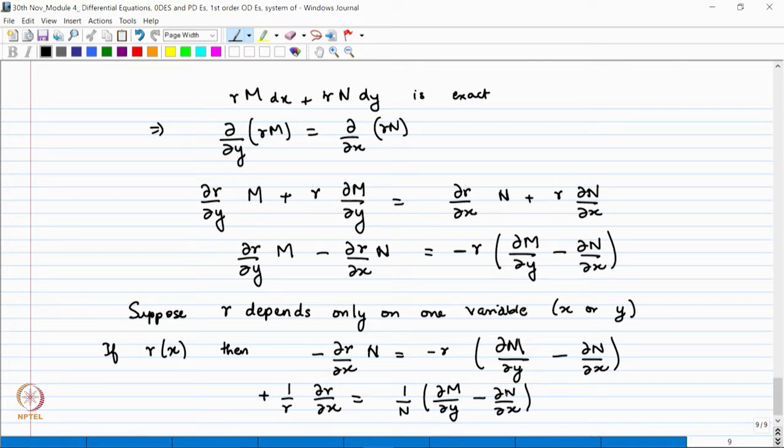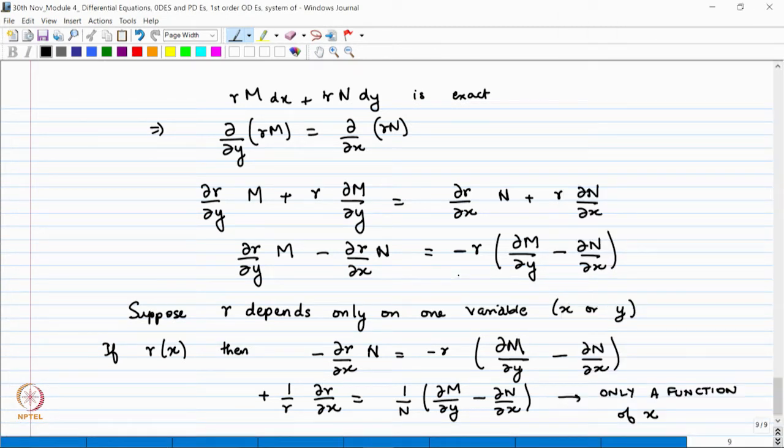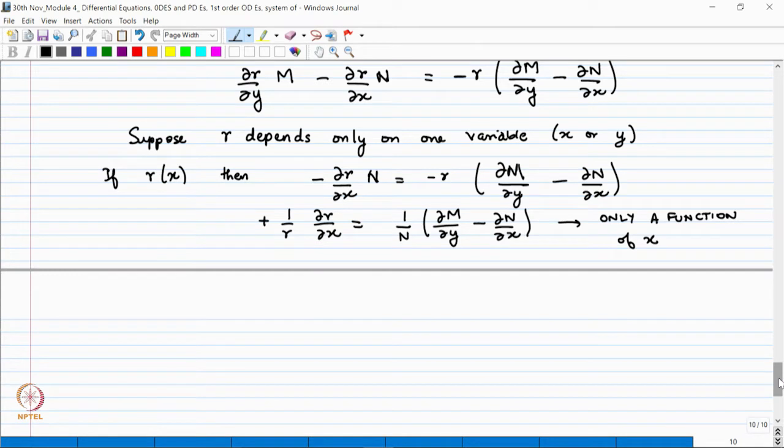Now this will be some function of x and y. So now if I divide it by n, which is also some function of x and y, then that should be equal to this quantity. So if that is a function only of x, because the left hand side is only a function of x, then what happened is the following: the procedure is you calculate this quantity and see if it is a function only of x. If it is, then you know that you have an integrating factor that depends only on x.